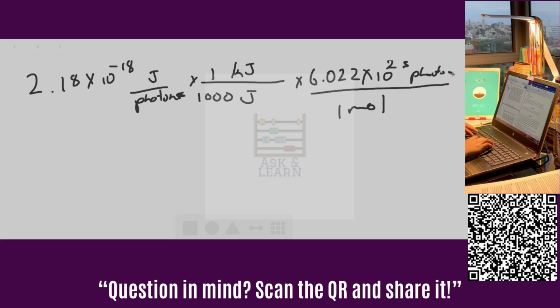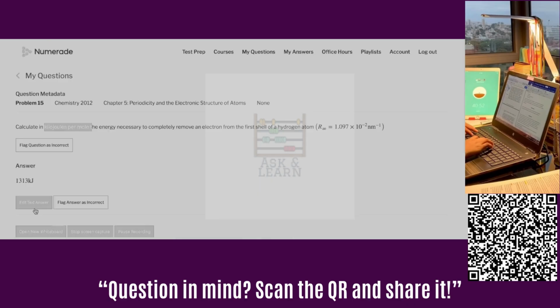Okay, so that's what we're going to get. So we're going to solve this. Multiply, and I'm going to need to divide by 1,000. To keep that in check, we're going to get 1313, with the unit kilojoules per mole. That would be the answer. All right, happy learning.